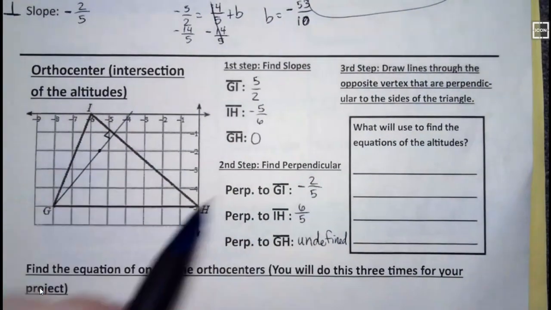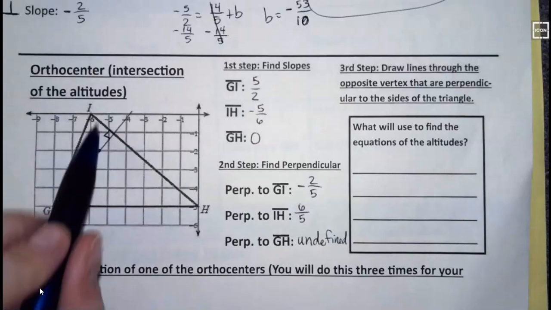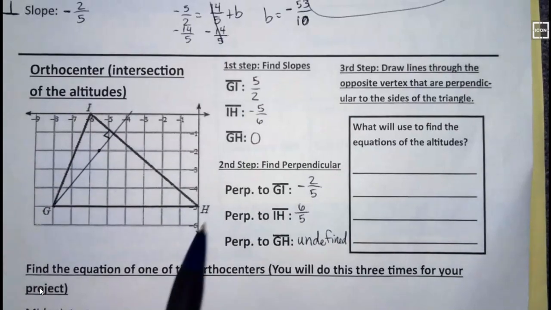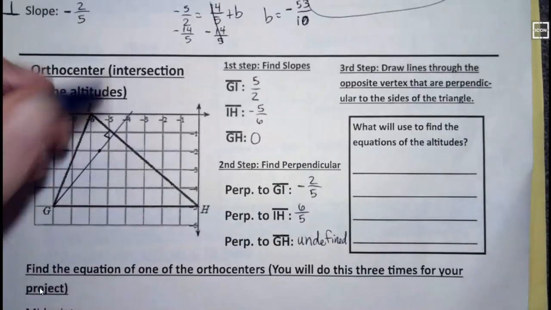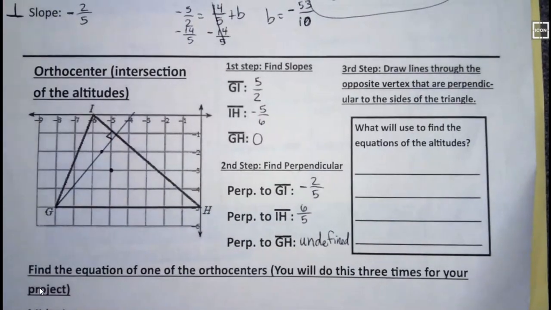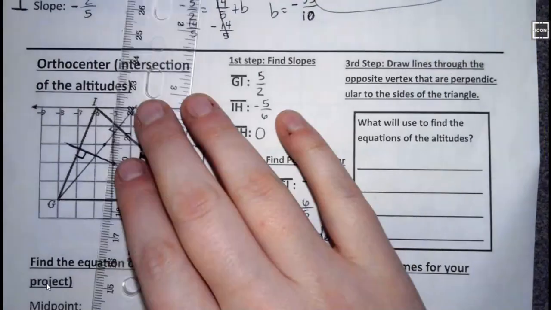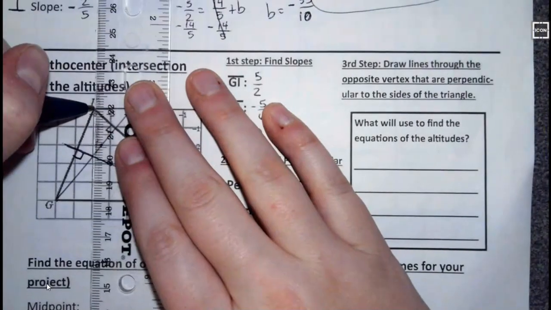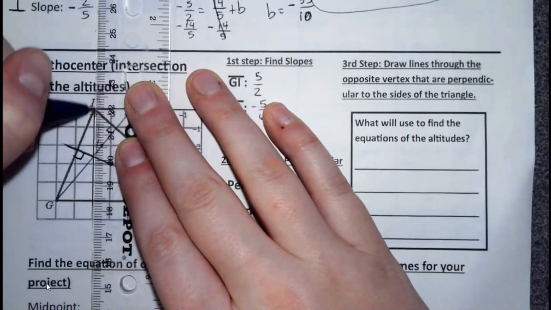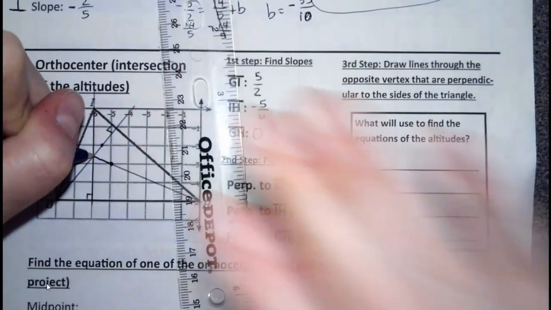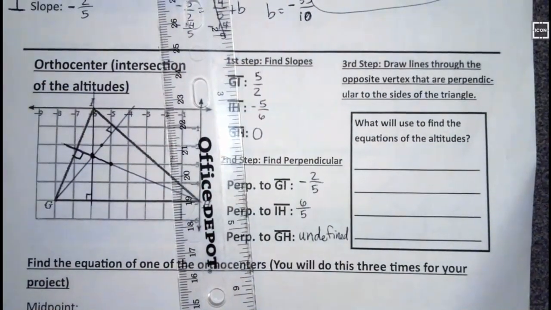All right, and then we're going to start at H, and we're going to be perpendicular to this line. So instead of going down 2 and over 5, I'm actually going to go up 2 and back 5. And then I'm going to draw that line in. And then our last step is here, and then perpendicular, so you're just going to go straight down. And they should all go through the same point, which is the orthocenter.